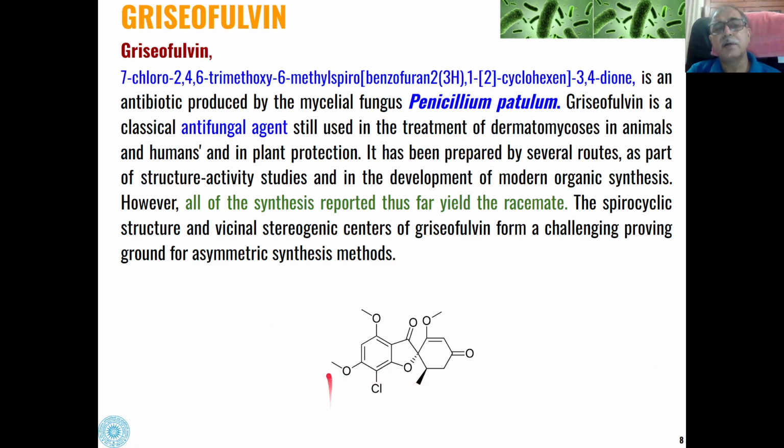Then is griseofulvin. Griseofulvin is basically a natural product. This is an antibiotic produced from this fungi Penicillium patulum. This acts as an antifungal agent. This is an optically active compound, but most of the synthetic methods which have been used for synthesizing this antifungal drug, they have reported to yield the racemic mixture.